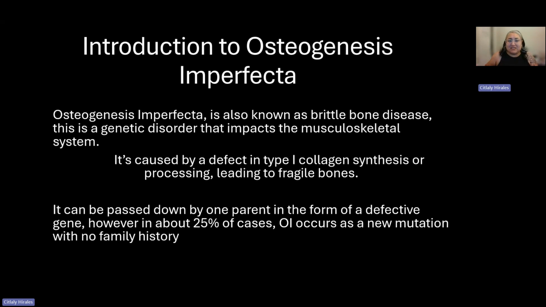Osteogenesis imperfecta is also known as brittle bone disease. This is a genetic disorder that impacts the musculoskeletal system. It's caused by a defect in type 1 collagen synthesis or processing, leading to fragile bones. It can be passed down by one parent in the form of a defective gene. However, in about 25% of cases, osteogenesis imperfecta occurs as a new mutation with no prior family history.